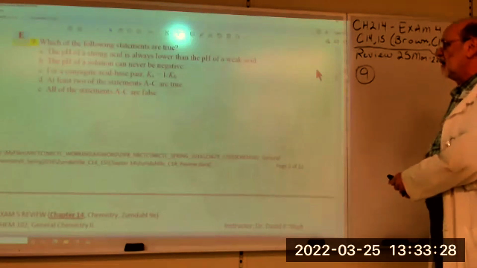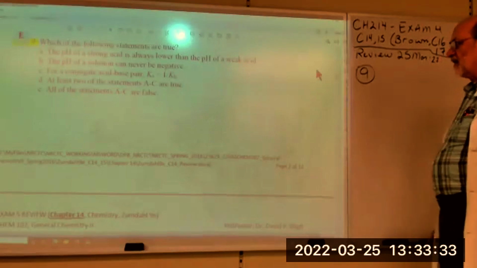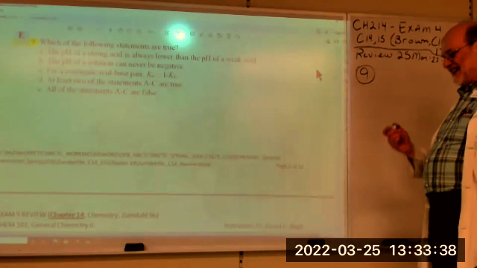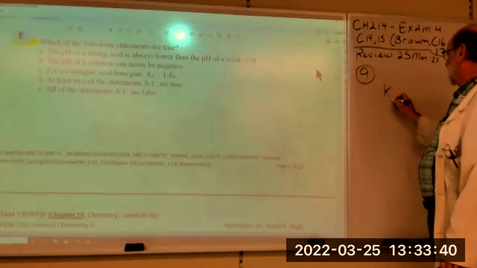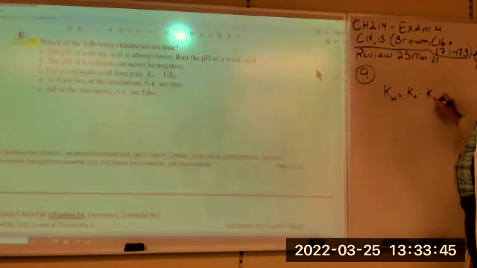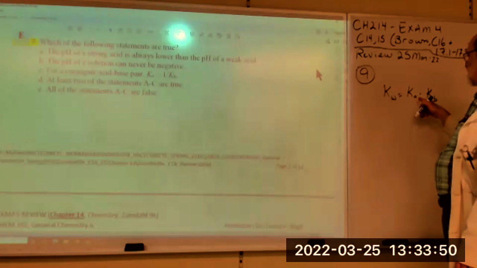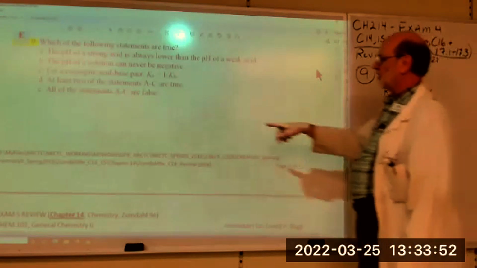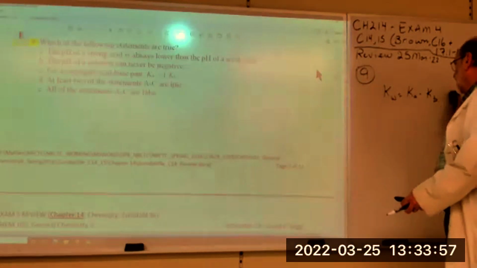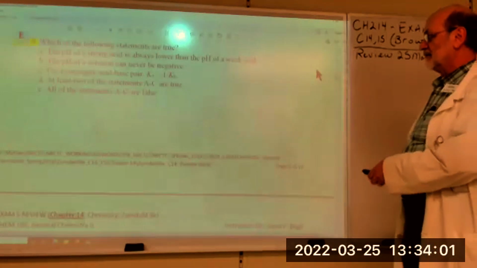Oh, we didn't do C. For a conjugate acid-base pair, Ka equals 1 over Kb. Is that true? No. Remember, Kw equals Ka times Kb. So Ka would be Kw divided by Kb. So that 1 should actually be Kw. All right. So the answer is E. All of them are false.